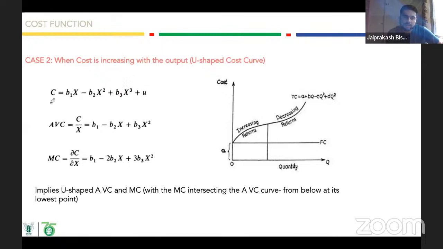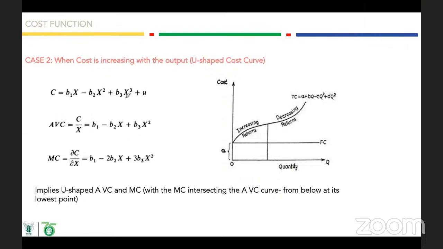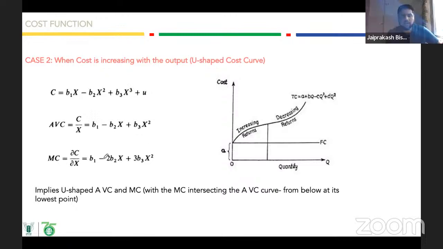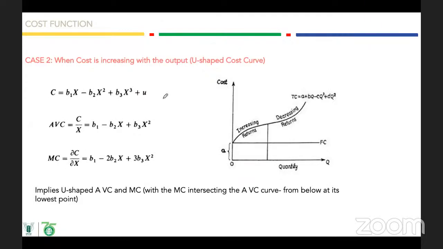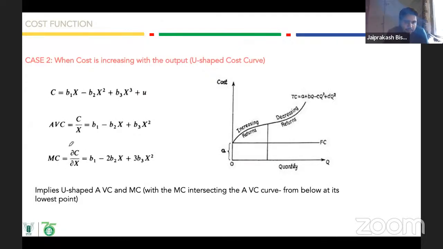When you solve this equation for average variable cost, it will give you b1 from this coefficient, then b2 x from this value, and b3 x square from this value. So this is your average variable cost, but your marginal cost will be b1, 2 b2 x, 3 b3 x square. So you should know some basics of mathematics to compute the average variable cost and average total cost also.